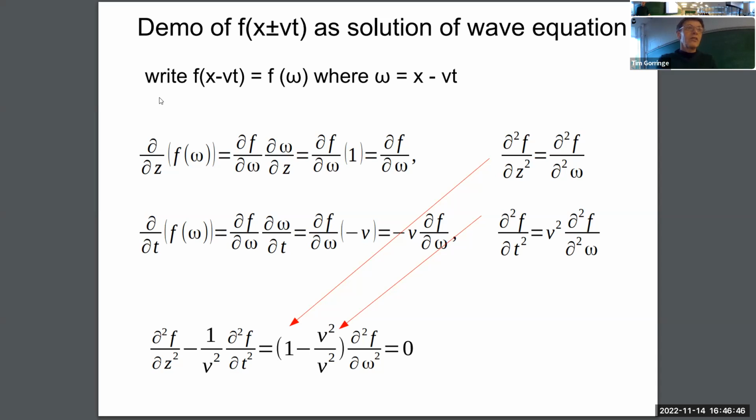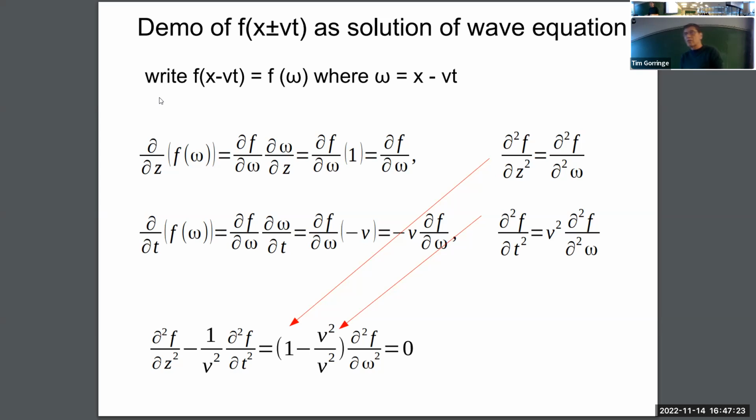So I'm just changing the language to acknowledge that we're thinking of not separate functions of space and time, but this combined function of space and time. I represented that combined function as omega equals x minus vt. I've then rewritten the second order differentials with respect to the space coordinate and the time coordinate in terms of that single variable omega.